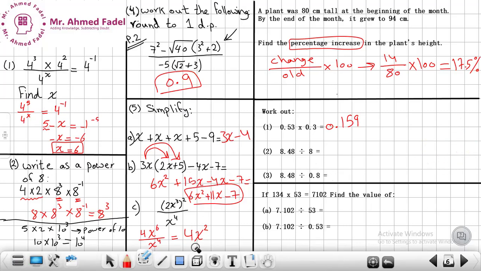Next, I got over here 8.48 divided by 8. So, mister, I do the division.